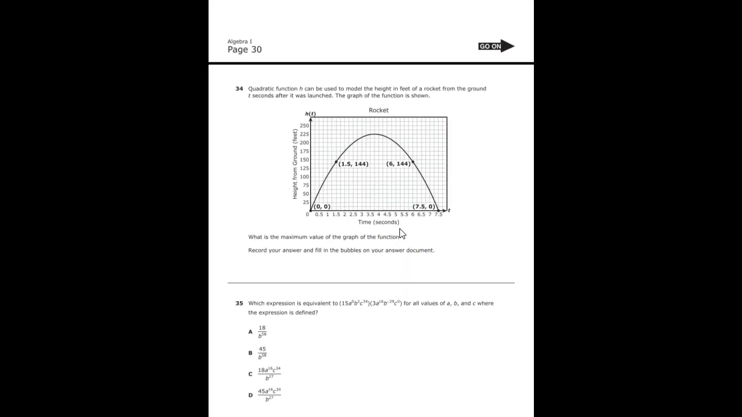So a quadratic function h can be used to model the height in feet of a rocket from the ground t seconds after it was launched. The graph of the function is shown. What is the maximum value of the graph of this function? The maximum value is going to be right about here, because at that point, if you notice, the graph is increasing. It gets to that point and it starts to go down. So that's the maximum value we'd ever have. So let's see, what is the maximum value? The maximum value is going to be the y value. So we're looking at 225.